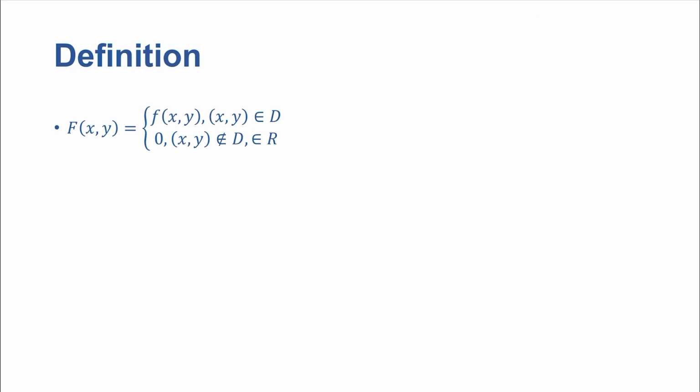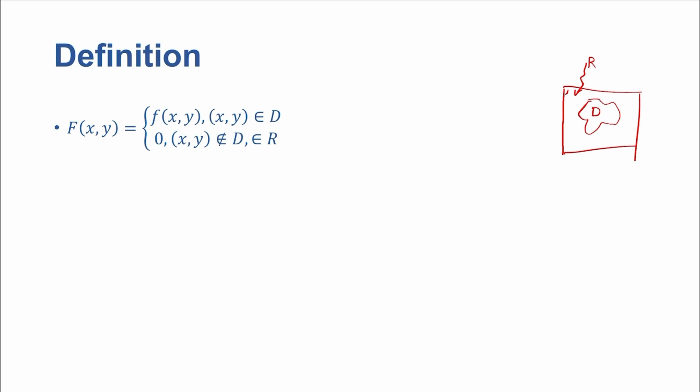So here's our definition. Let's consider a function capital F of x and y, which is a piecewise function, and it's defined by little f of x, y if x and y is on the domain D, which is a general region. Otherwise, the function is 0 if x and y are not on the domain D, but are in a rectangular region R. So imagine we have a rectangular region R, and then inside of that, we have a domain D. There's our domain D, and here's our rectangular region R.